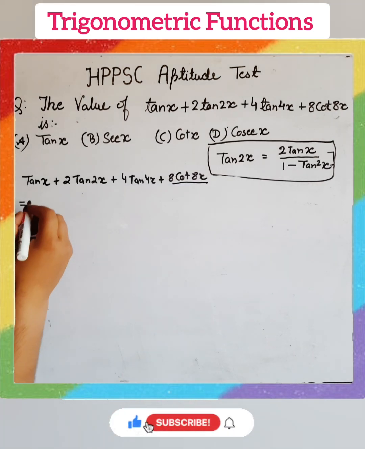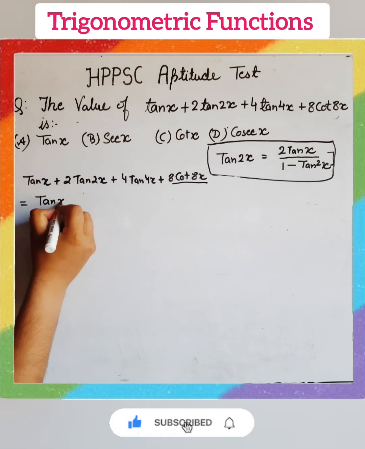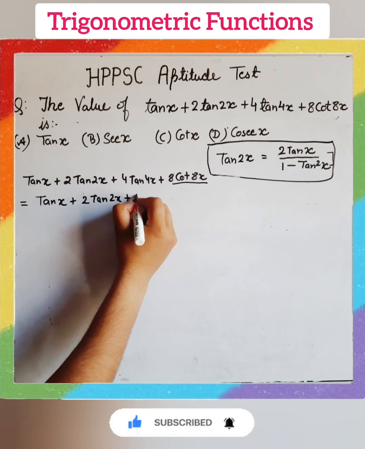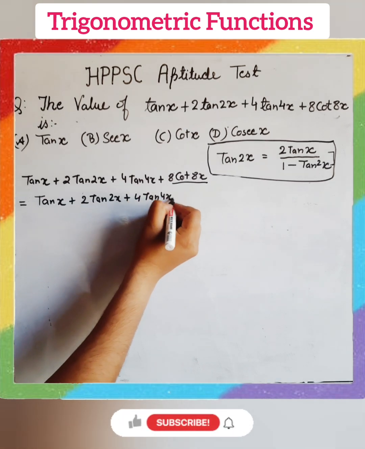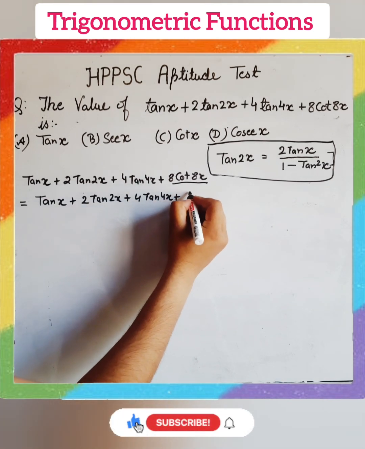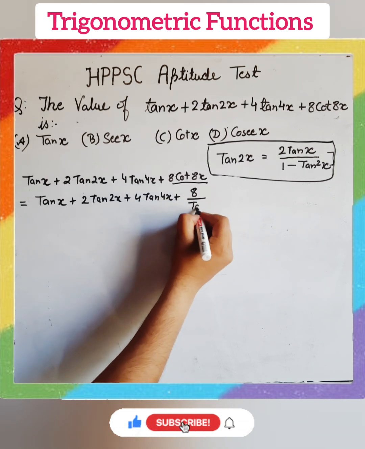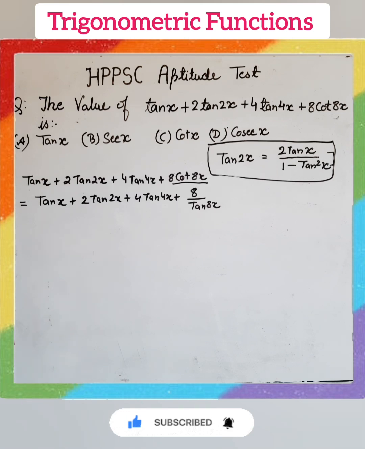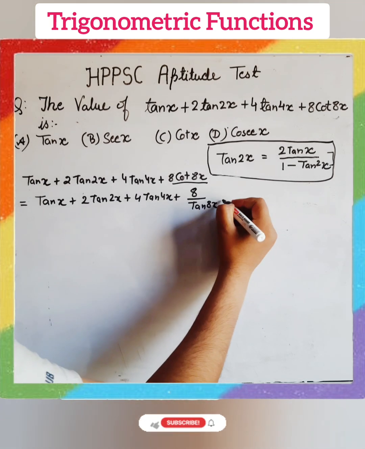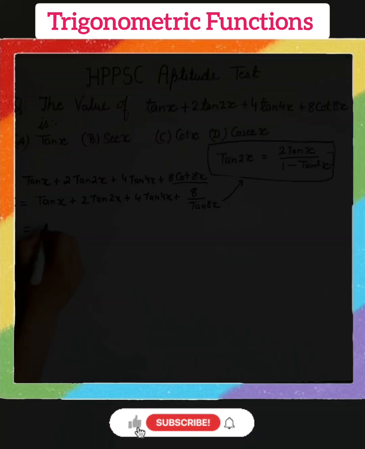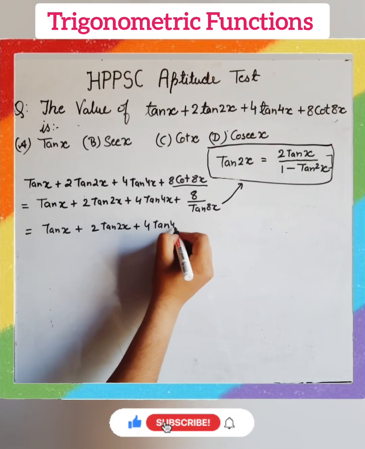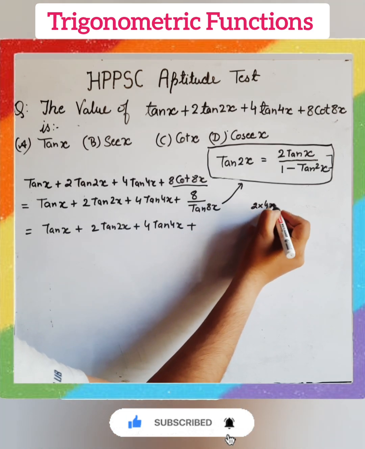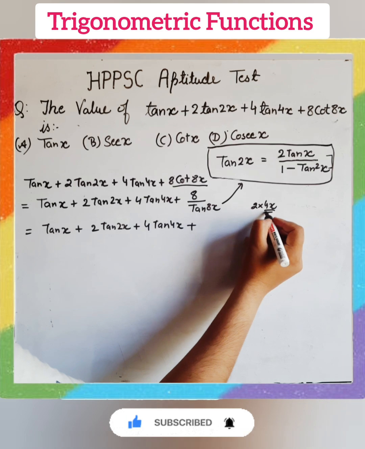How? It will be tan x plus 2 tan 2x plus 4 tan 4x plus 8 cot 8x, which can be written as 8 upon tan 8x because cot is the reciprocal of tan. So cot is equal to 1 upon tan. So first of all, here we have to use the identity. How? 4 tan 4x as it is, plus 8x can be written as 2 into 4x. So apply the identity for this 2 into 4x.